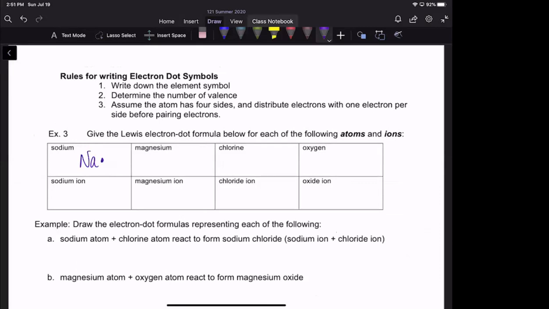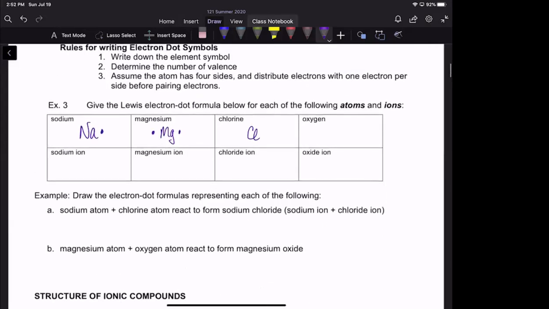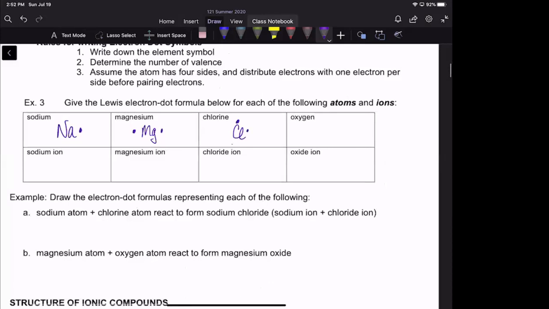Magnesium is in group 2, and it has 2 electrons, and they take different sides of the atom. Let's take a look at chlorine. It's number 17. It's in group 7. 1, 2, 3, 4, 5, 6, 7. So you can see chlorine has 3 pairs and 1 unpaired electron.